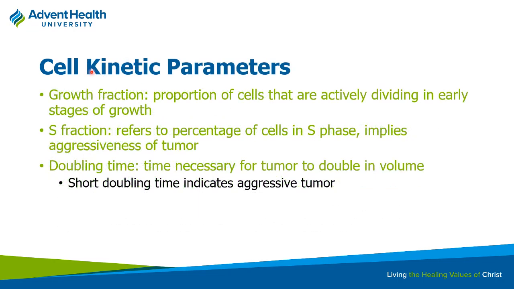Okay, so when we talk about cell kinetic parameters, we talk about things like growth fraction. If they're early on in that curve, there's a very high growth fraction because most of the cells are replicating. If you get them at the top of that curve where it plateaus out, maybe your growth fraction is diminished there. We also talk about things like S fraction, which is the percentage of cells that are going to be actively dividing their DNA. And then we talk about the doubling time and how long it takes for those cells to actually replicate, right? Shorter doubling time typically means the tumor is rapidly growing, it's more aggressive. Okay?